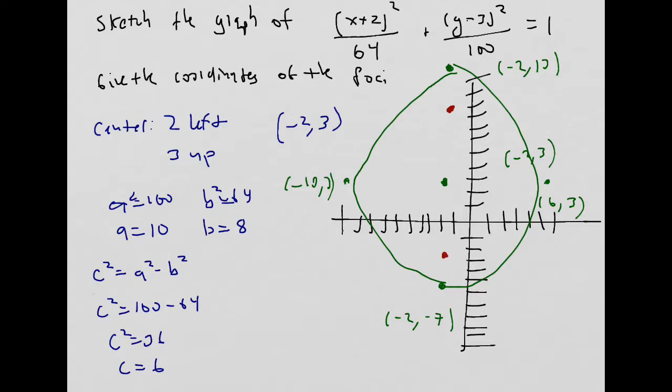So what are the coordinates of the foci? The foci should be (−2, 3 ± 6). Once again, the −2 does not change; these x values are all −2. We're going to move 6 units up and 6 units down. In this case, because c is a nice number, we can actually calculate these points: (−2, 9) and (−2, −3). So this is going to be (−2, 9), and the point that goes down is going to be (−2, −3).